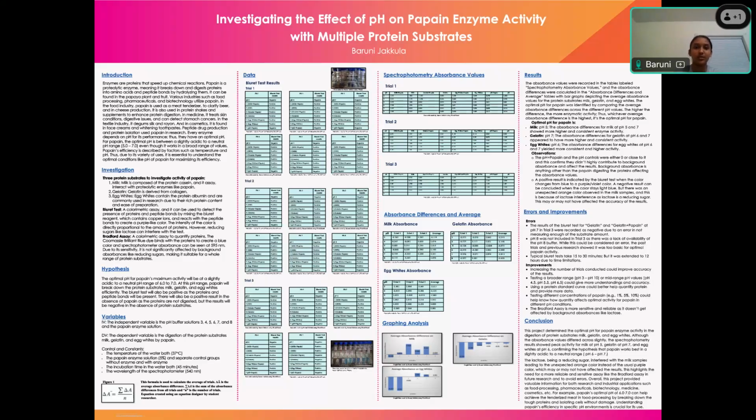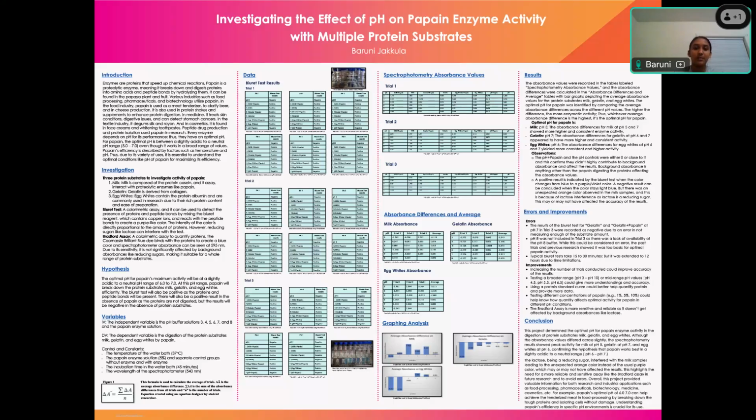by Dr. Groh, and the test tubes were labeled 1 through 8, one for each pH level, and there were 6 pH levels. The papain enzyme solution was prepared by mixing 0.5 grams of papain powder with 10 milliliters of distilled water, so it's a 5% stock solution.